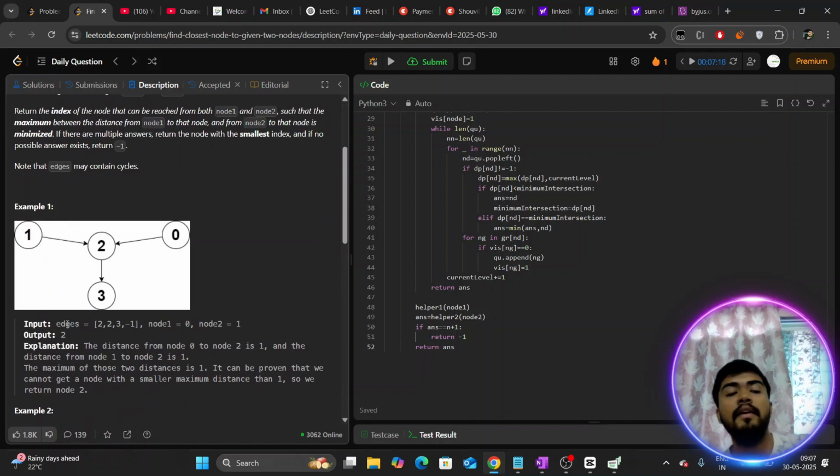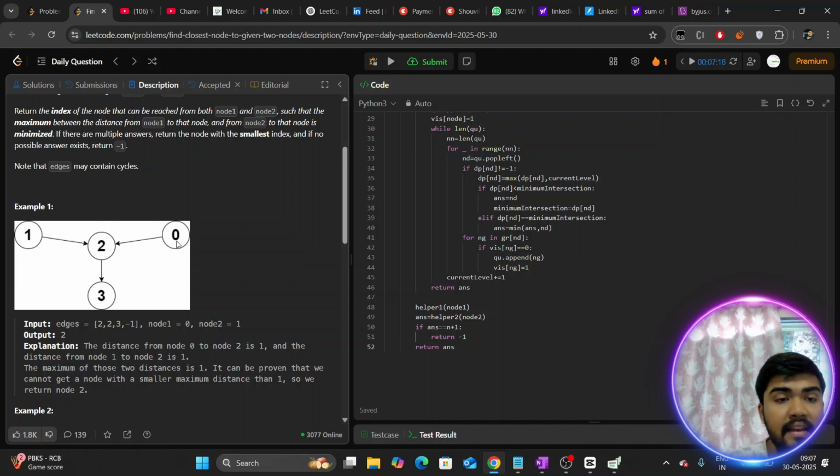If you can see, they have given the edges as 2, 2, 3, -1. So 2 means, what is the index number? Index number is 0, so from 0 to 2 there is an edge. Index number 1 has edge value 2, so from 1 to 2 there is an edge. Index value is 2 and edges value is 3, so from 2 to 3 there is an edge. Index value is 3 and edges value is -1, so from 3 we don't have any outgoing edge. This is how the graph has been represented.